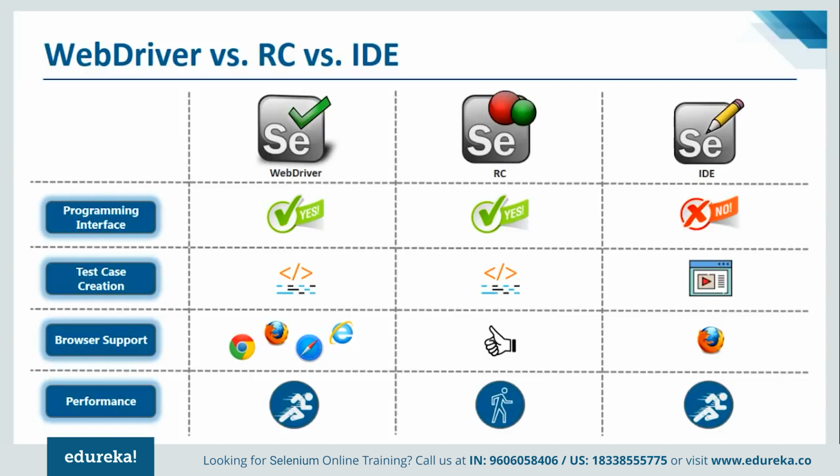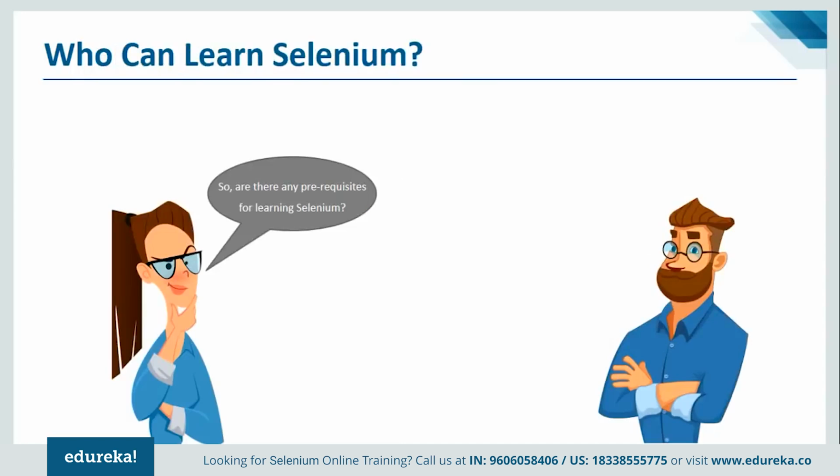And performance wise, WebDriver is fast, RC is slow for the reason I told you earlier, because of the same origin policy, and IDE is also fast. Right away you can record your test, and you can execute them right away. So that's the comparison of the different tools in Selenium, right? They are called the Selenium suite of tools. So these three that you see here and Grid, these four together form the Selenium suite of tools.